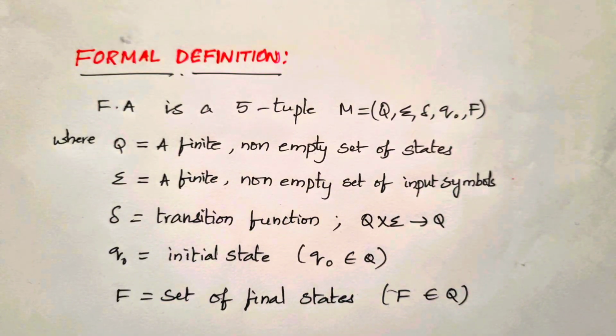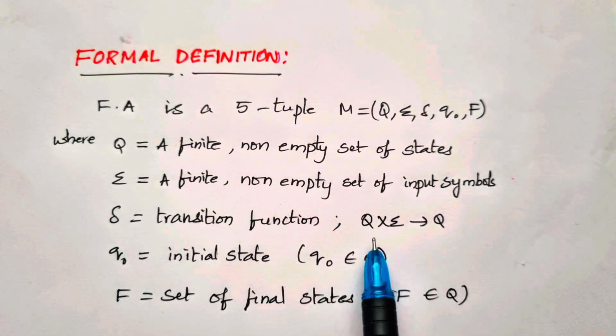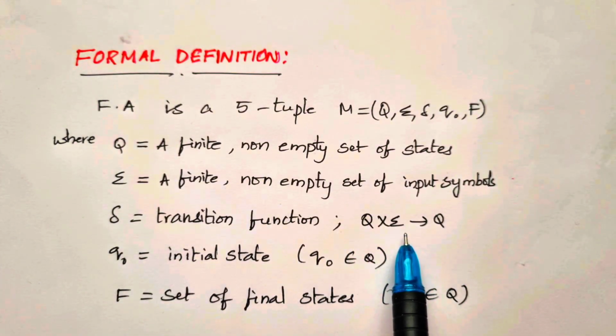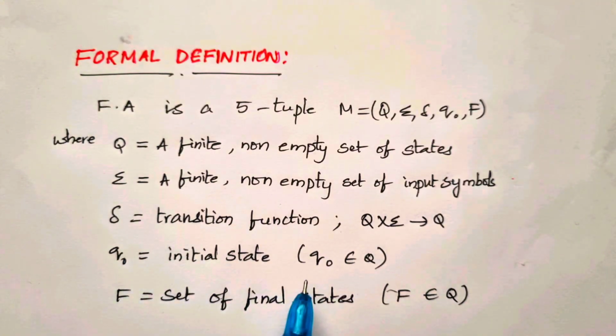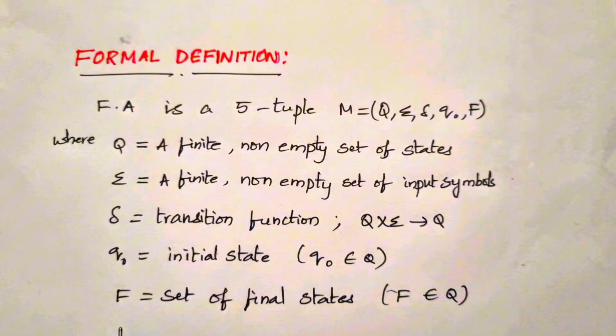Coming to delta, it is the transition function that defines how the automaton moves from one state to another based on the input symbol. Means here it is going to consider one state and on one input it is going to another state. Coming to q0, it is the initial state, which is one of the states. And coming to capital F, it is the set of final states. Means there could be more than one final state.